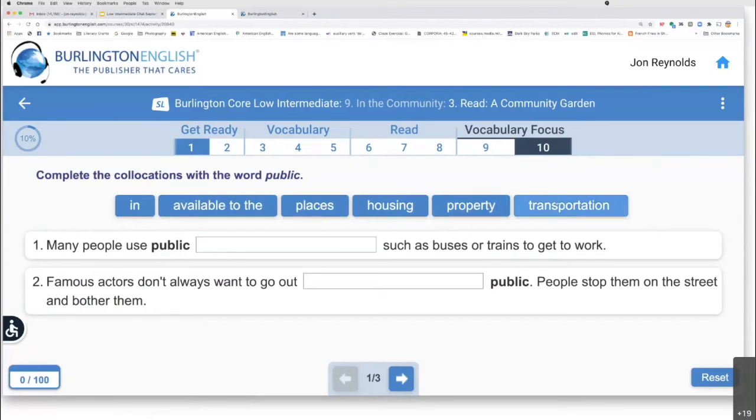Okay, now I want to talk just about a couple of these words because some of these are not exactly collocations that you think of immediately. I want to talk a little bit about these 4 words here: places, housing, property, transportation. Now, we often see these words together with the word public. For example, public transportation. You guys see those words together sometimes? Public transportation.